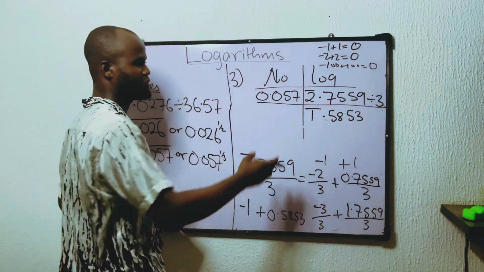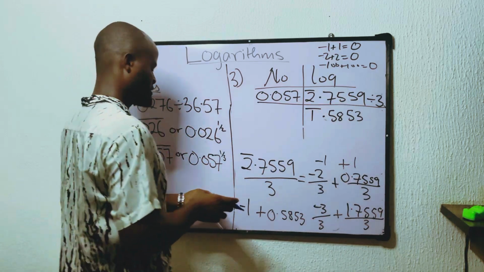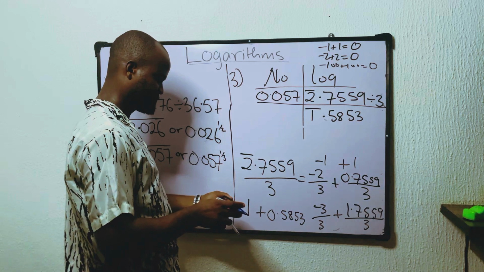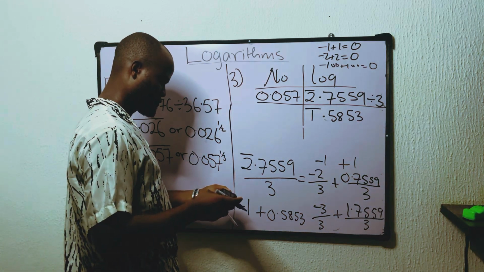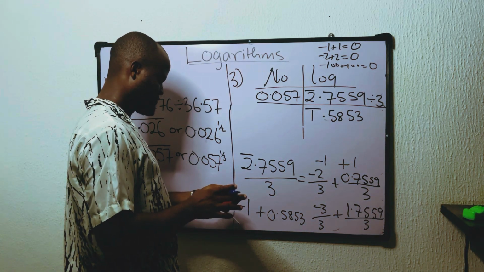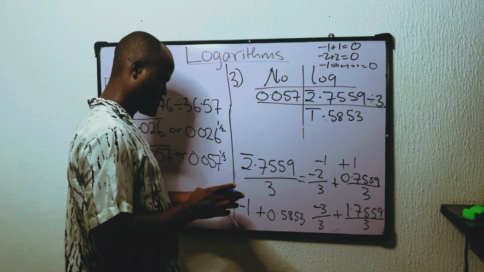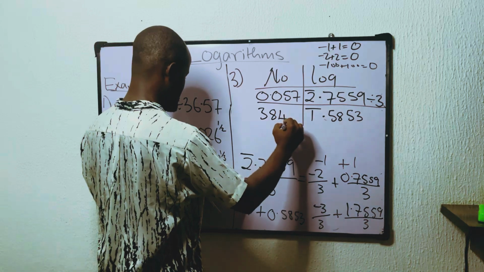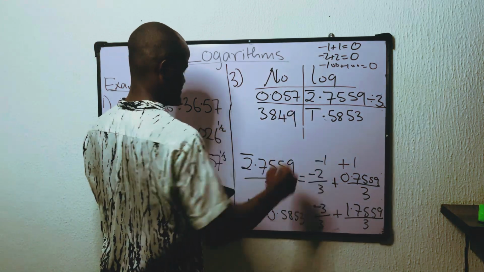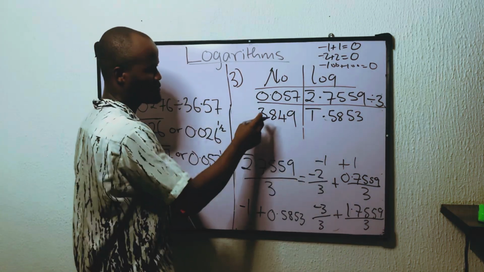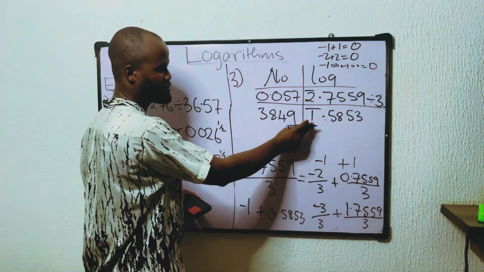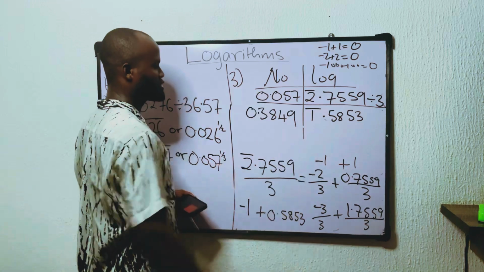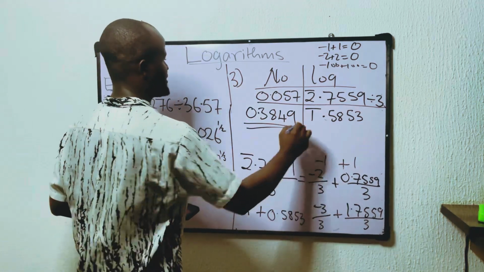So finally, you find your antilog. The antilogarithm is going to be, we're looking for 0.5853. So that gives us 3.849 approximately. And how many bars are here? Just 1. So that means 10 to the power of minus 1. So we put it here and then put our point, and that is our final answer.